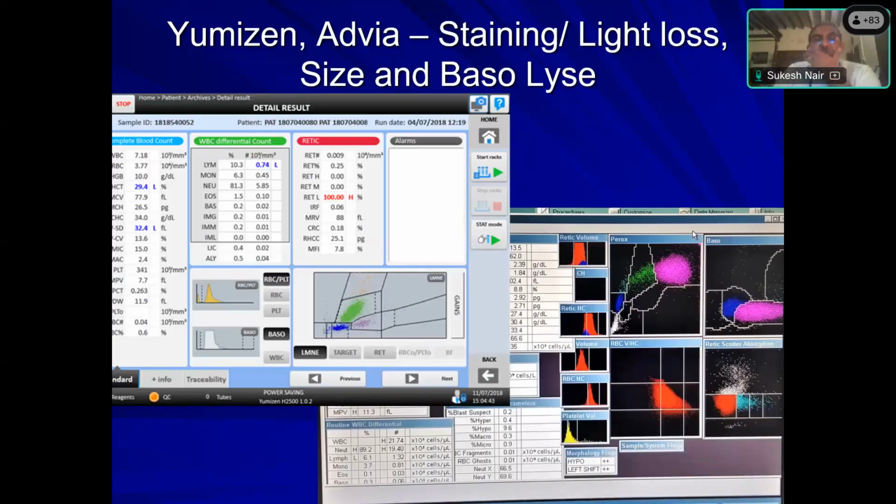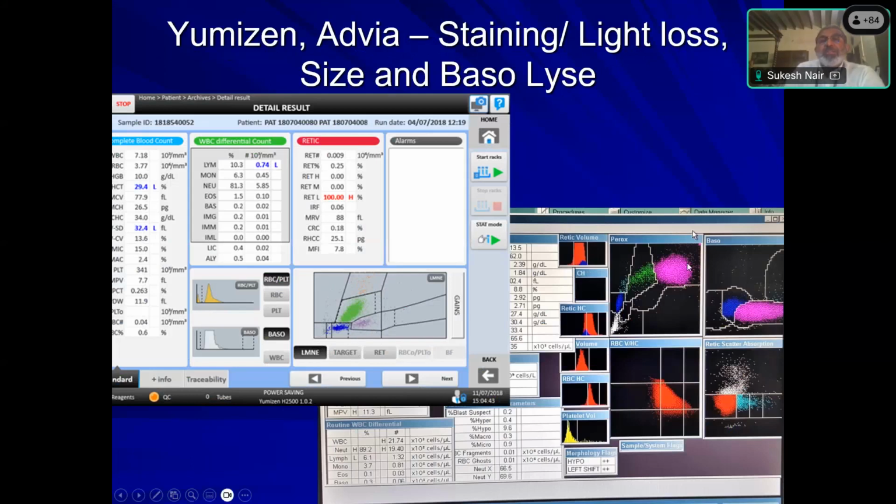Now you talk about eumycin and Advia. Here you can see that along the x-axis is size, and along the y-axis is light loss. There's hardly any light loss for lymphocytes and monocytes, and you can see the monocytes are large in size. The neutrophils, the green population, will have more light loss compared to the monocytes because they have more scatter, and they will also be staining with the dye which stains the peroxidase granule. And then you have the eosinophils, which have the largest light loss, but along the size, it is the same size as neutrophils, but smaller than the monocytes.